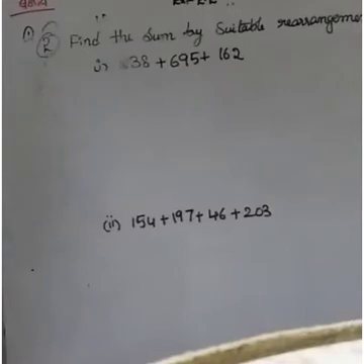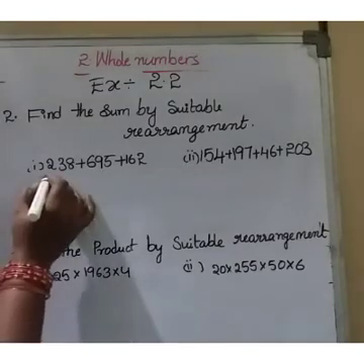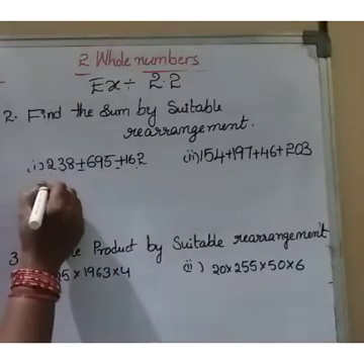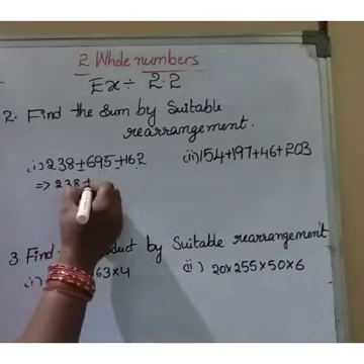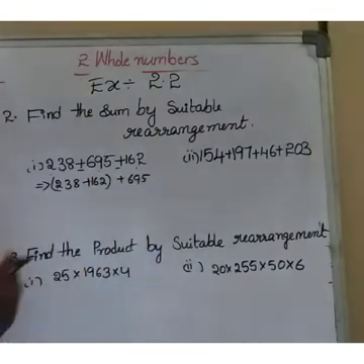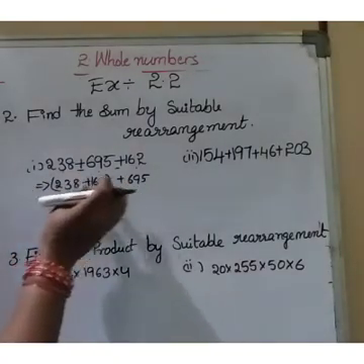So, the second one: find the sum by suitable rearrangement. Here, 238 plus 695 plus 162. Now add this. Here there is a plus in between, so add this. When we add, we have to arrange these two in one bracket: 238 plus 162 plus 695. Why? Because these two are small numbers, very easy to add. That's why we take these two numbers.